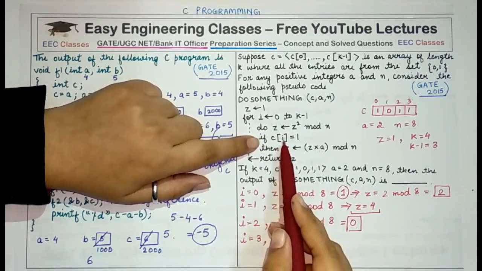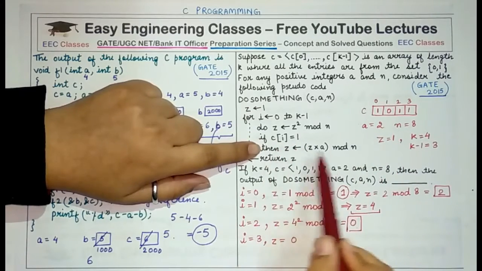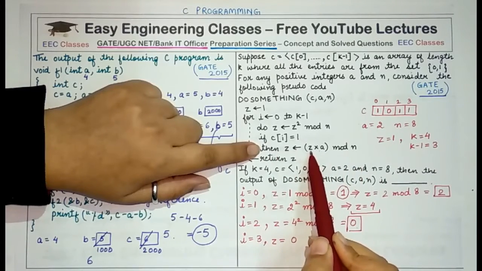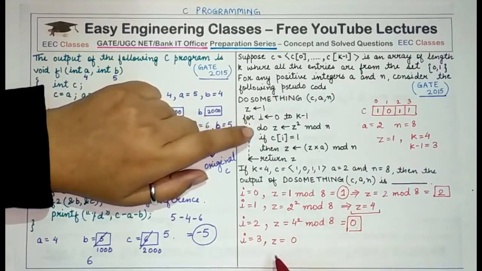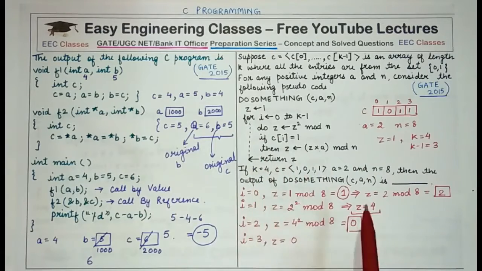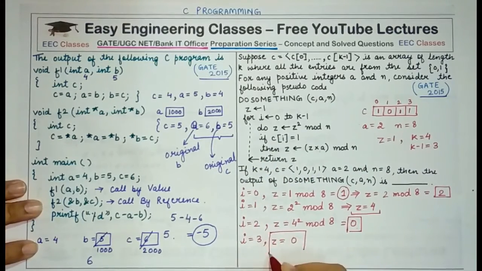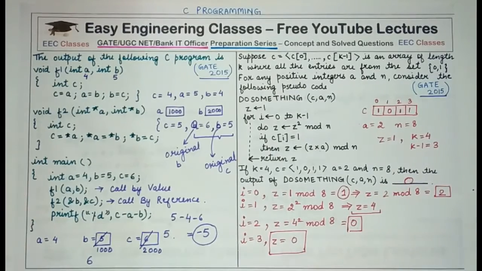If C of 3 is 1, yes, C of 3 is 1. So we again try to change the value of Z, but since Z is 0, it would again come out to be 0. Therefore, this is the last iteration of the for loop, and we return the value of Z. Therefore, the value that is printed is 0. So that is how you will solve this question.